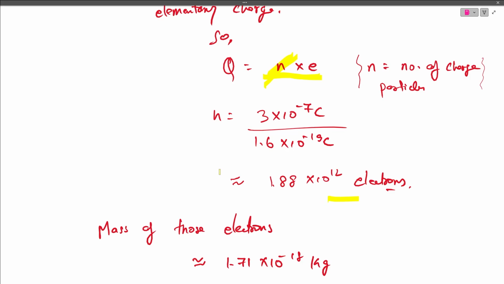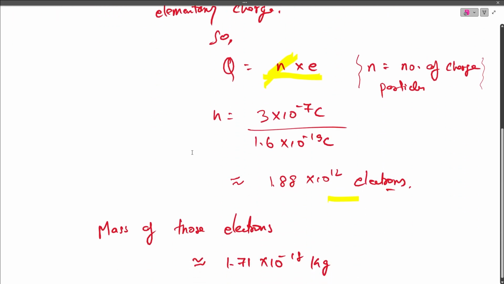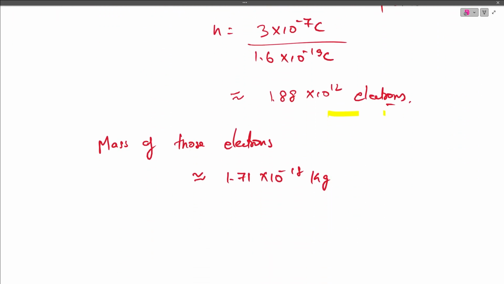Now we also have to find out: is there any transfer of mass from wool to polythene? Since this number of electrons has been transferred, there must have been some mass transfer also. If we find the mass that has been transferred, we get a value of 1.71 into 10 to the power minus 18 kg.